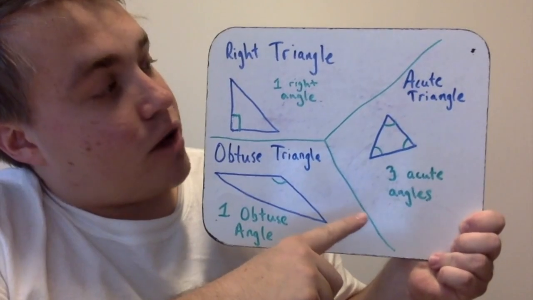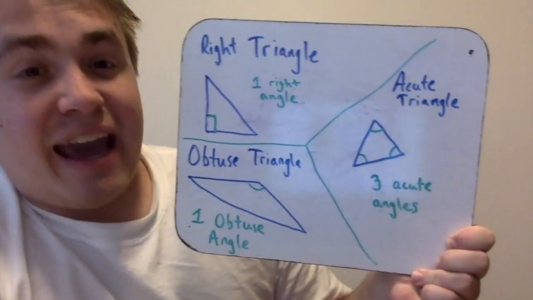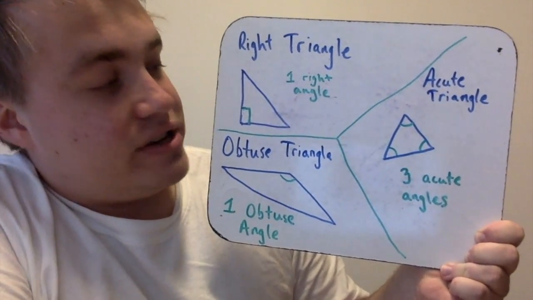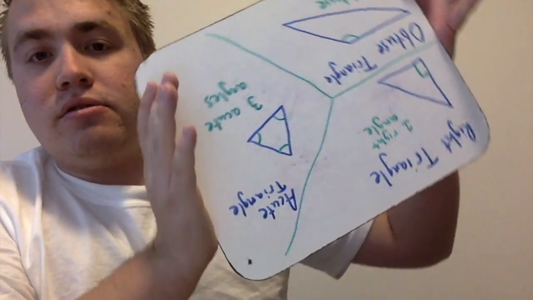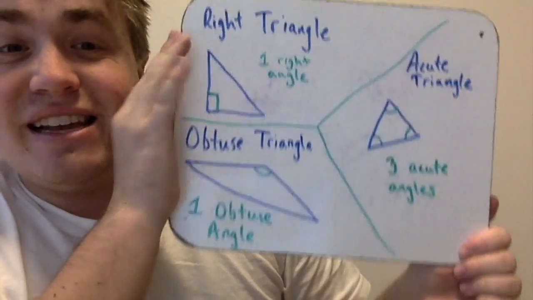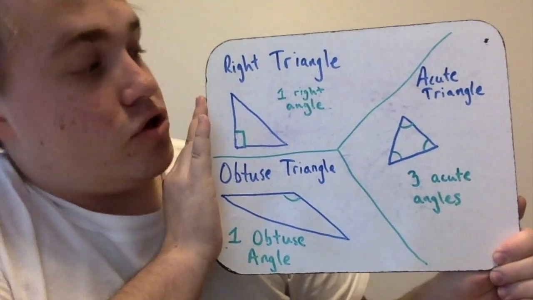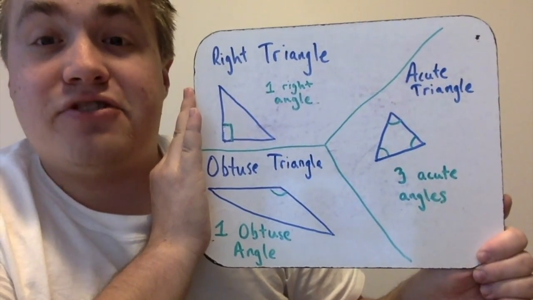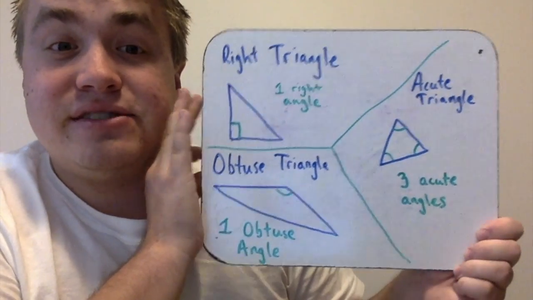Now moving over here to our acute triangle, you'll notice all 3 of the angles on my acute triangle are acute angles. No matter which way I turn the whiteboard, all 3 angles are acute angles. They're less than 90 degrees, which makes this triangle an acute triangle. The way to find an acute triangle is if all 3 angles in the triangle are acute, less than 90 degrees. All right?